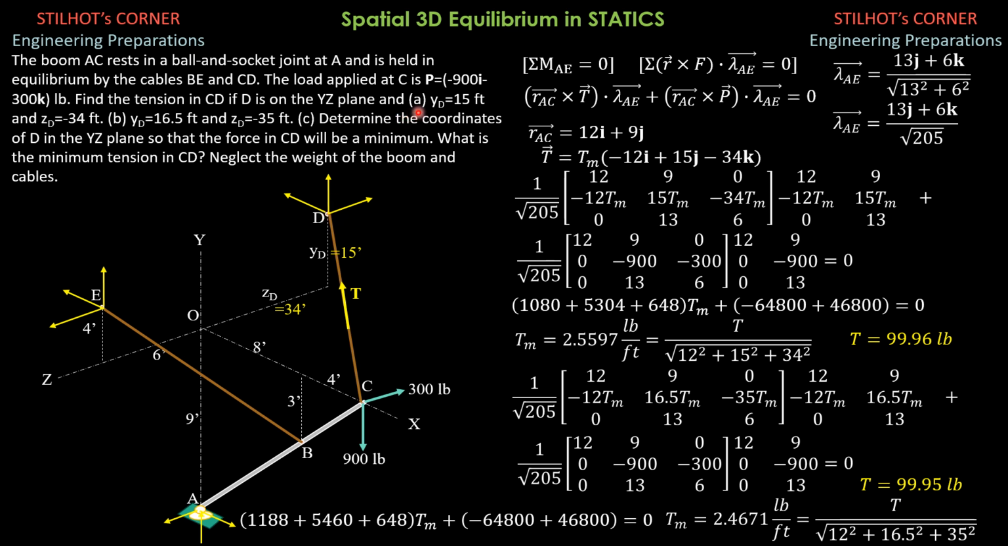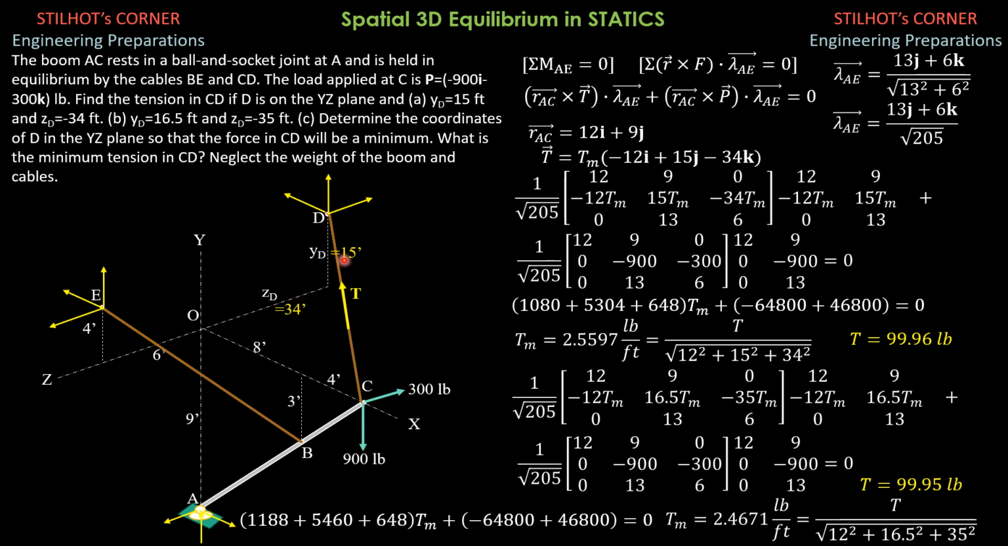In part A, YD is 15 feet, and ZD is negative 34 feet. Because this is in the negative direction, we just put 34 feet here. And in part B, YD is 16.5 feet and ZD is 34 feet, so there's a little difference.